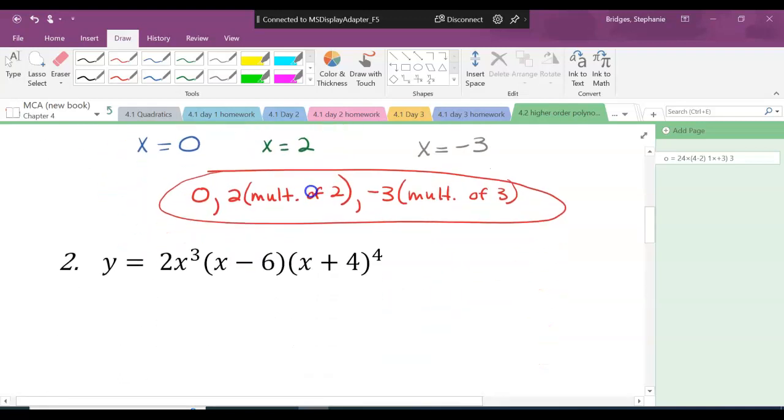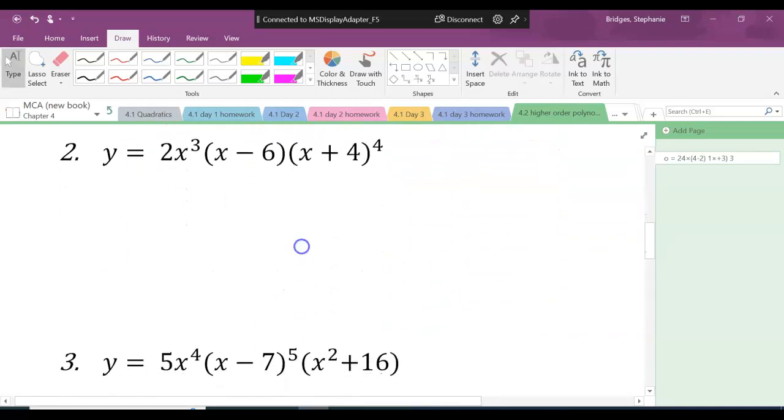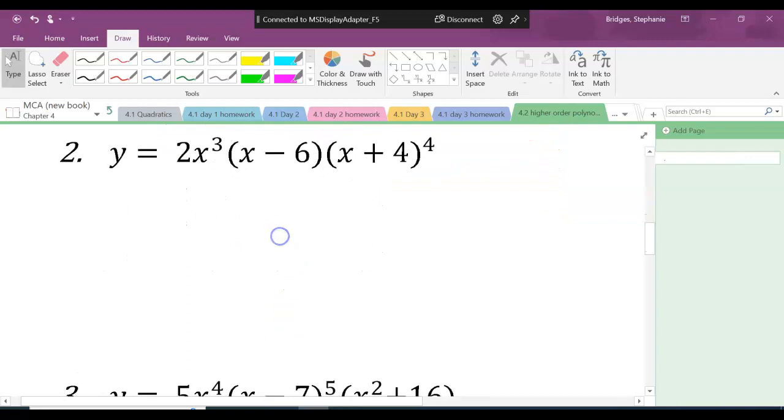All right, here we go. Here's the next one. Again, it can either be written with y equals or f of x equals, because remember f of x and y are the same thing and we can use them interchangeably.